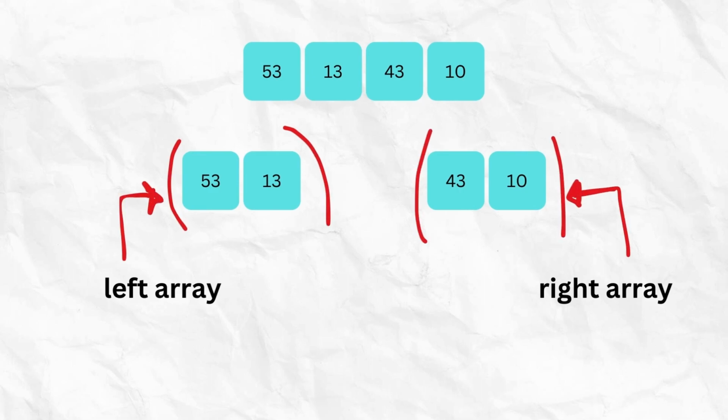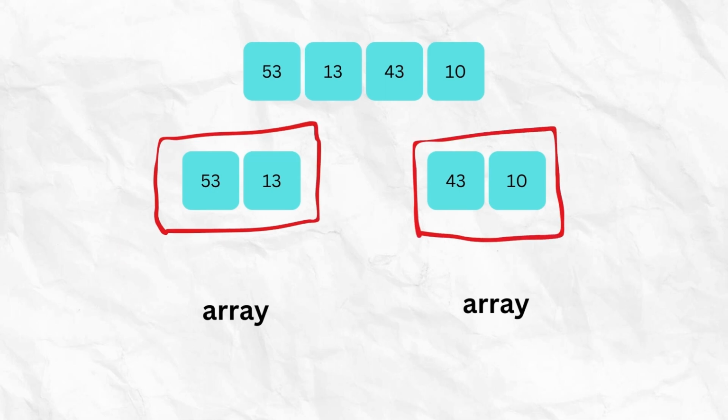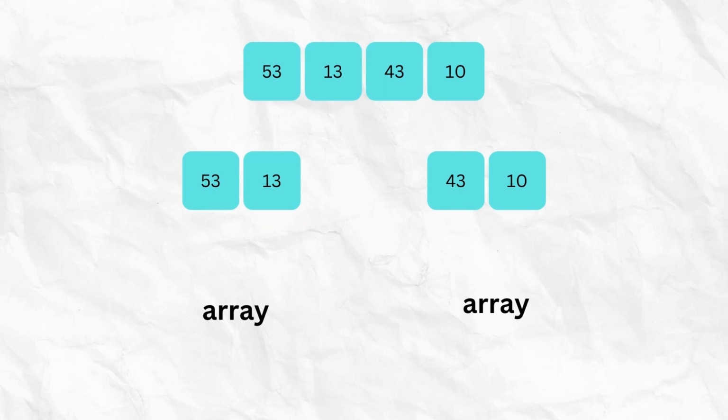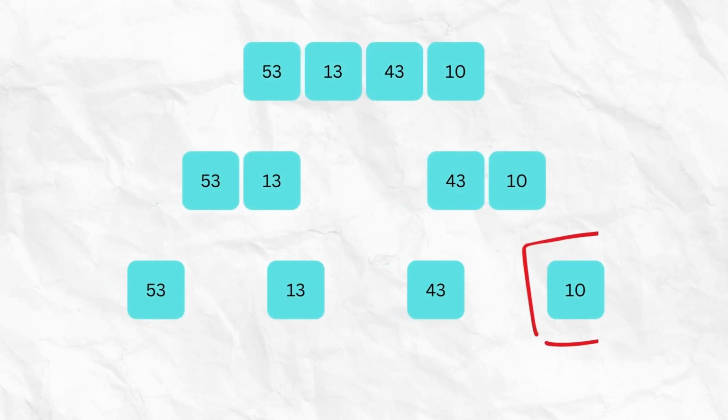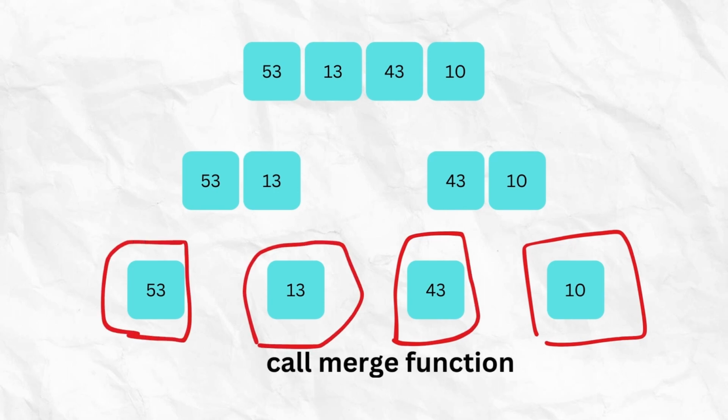So the first one up to the mid will be the left array. The second one from the mid to the end position will be our right array. Now these two arrays will be treated as new individual arrays, and we will run the mid function again and break these arrays into more fundamental pieces until the array consists of only one element. Now we will call the merge function.